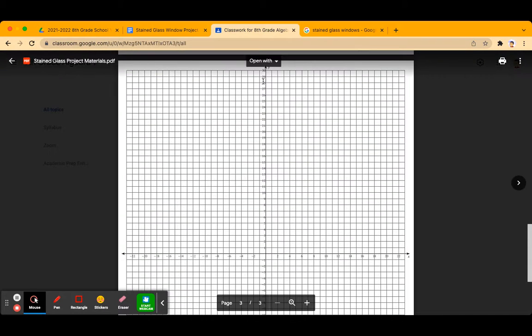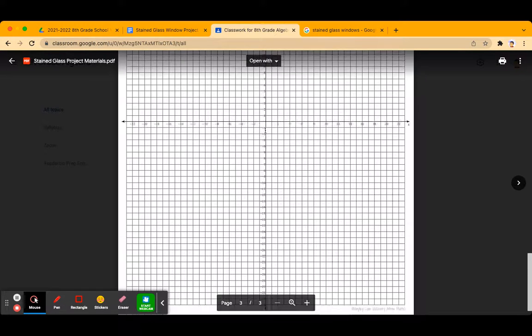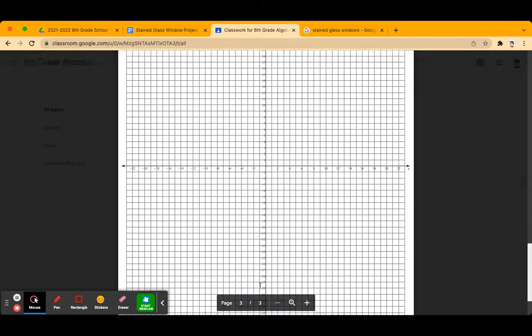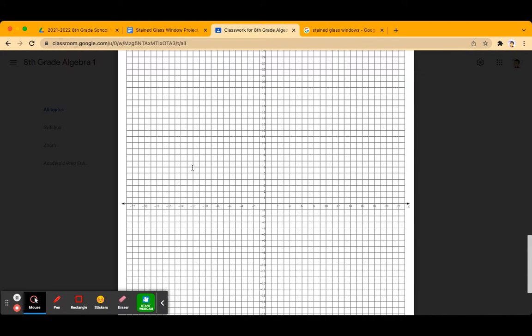All right, but here are the values. It looks like it goes from the origin up to 30, down to negative 30. Then from the origin to the right, it looks like 23 is the highest x value, and negative 23 is the lowest x value. So here's your coordinate grid.